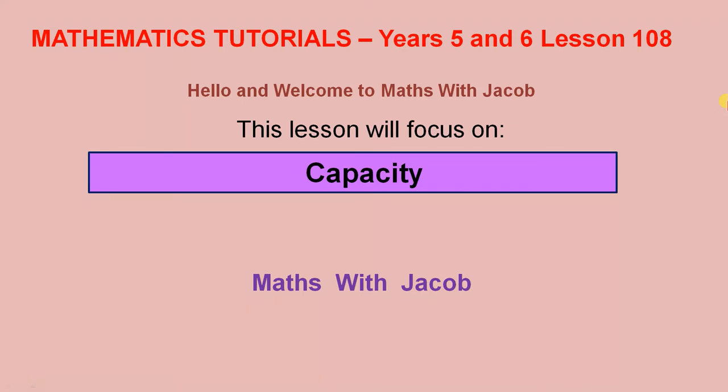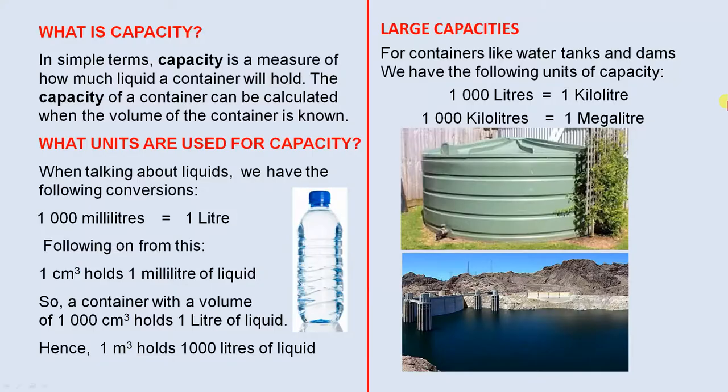This lesson will focus on capacity. What is capacity? In simple terms, capacity is a measure of how much liquid a container will hold. The capacity of a container can be calculated when the volume of the container is known. What units are used for capacity?